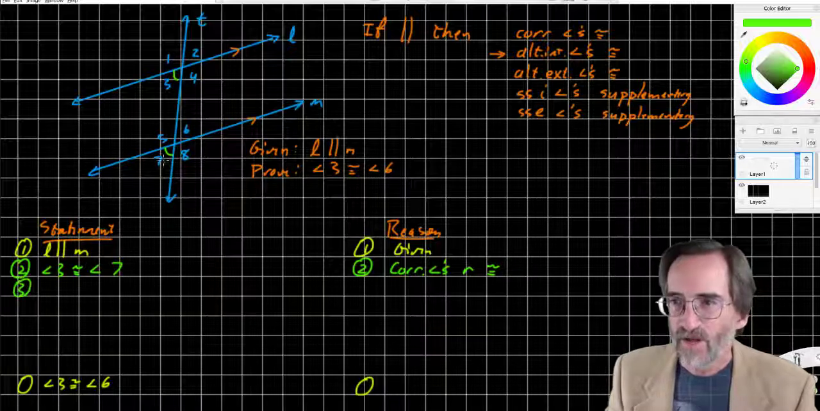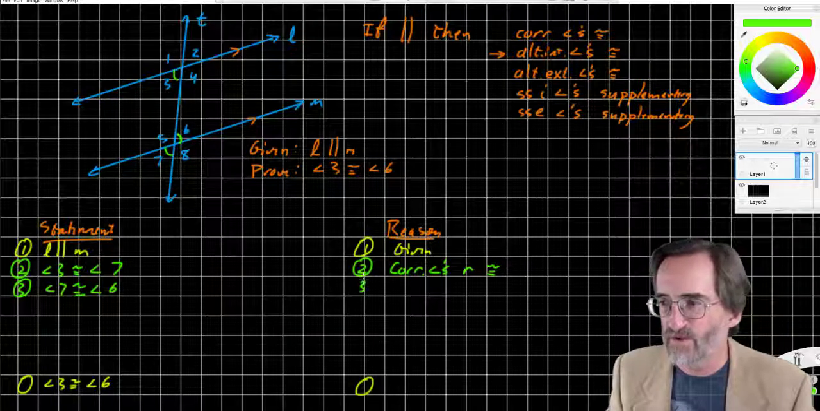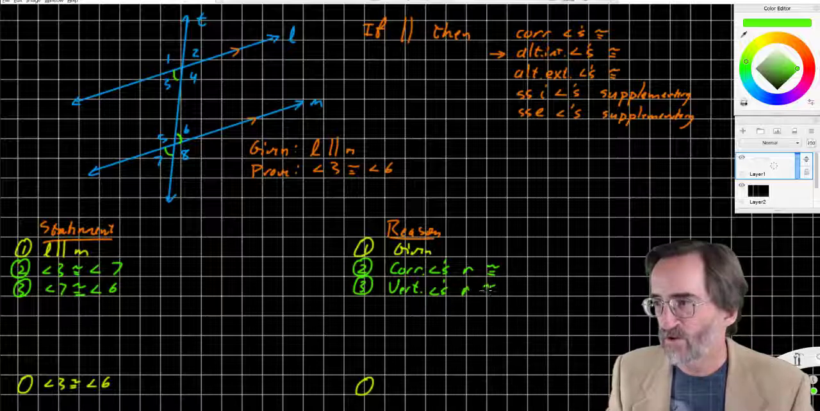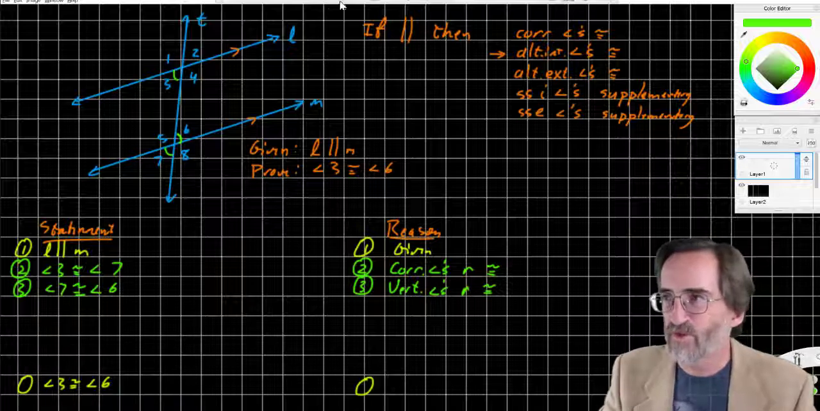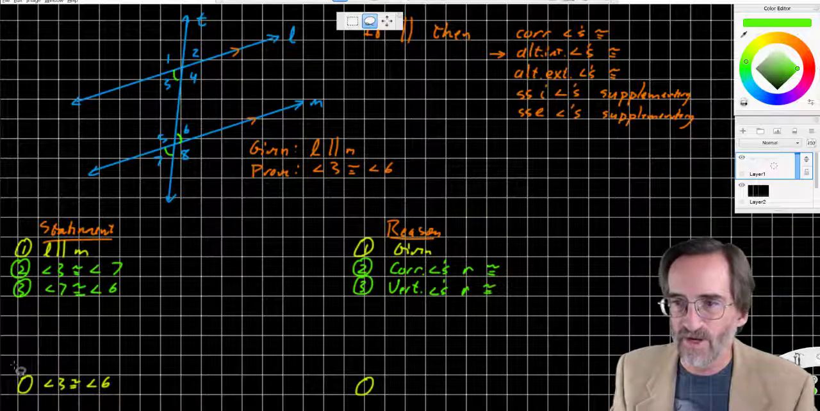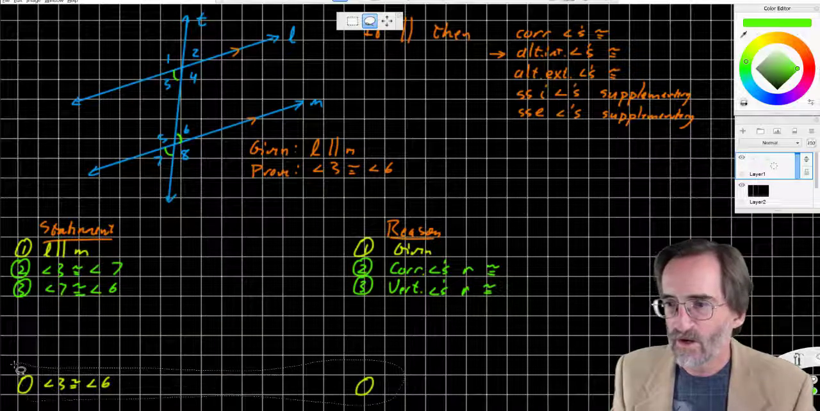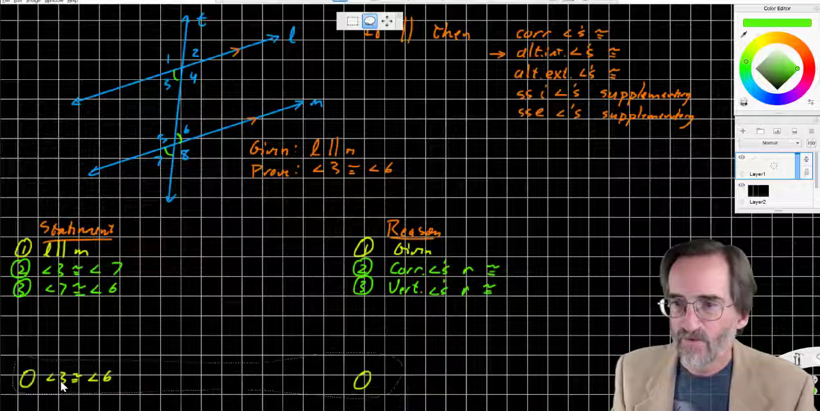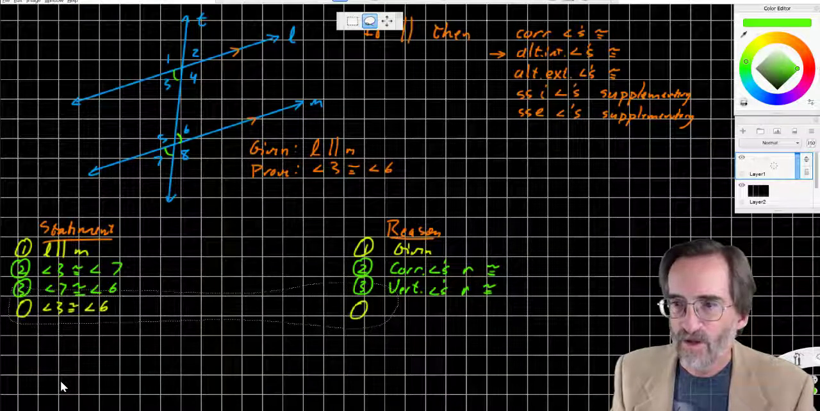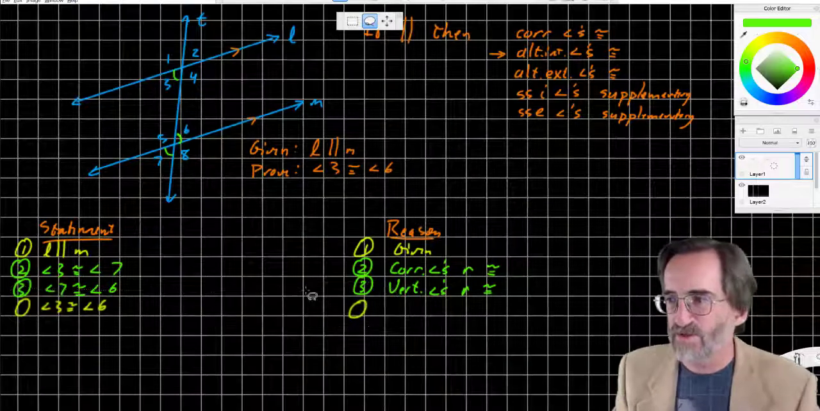Step 3, angle 7 is congruent to angle 6. Why? Angles 7 and 6 are vertical angles, and vertical angles are congruent. And now we're ready to do the last step. 3 is congruent to 6. So let me move that up here. I can grab it. Okay, so 3 is congruent to 6.